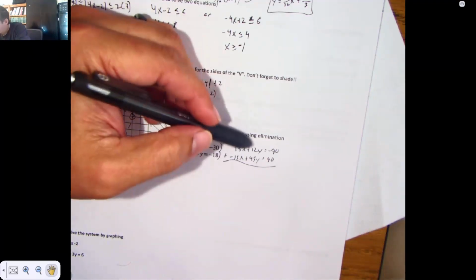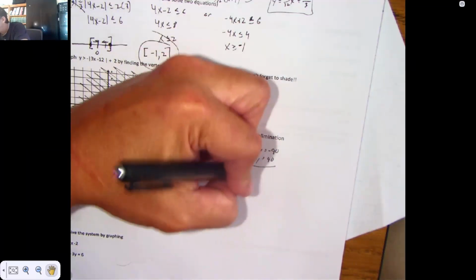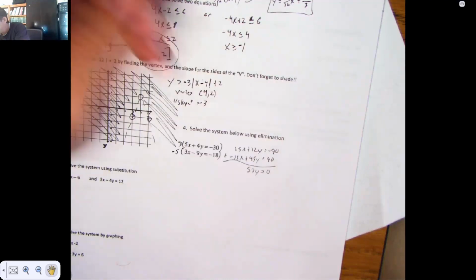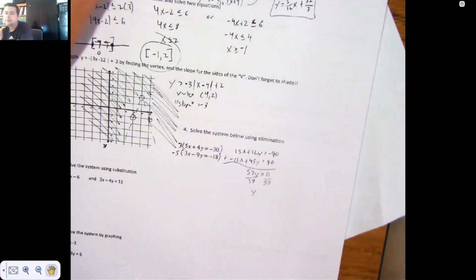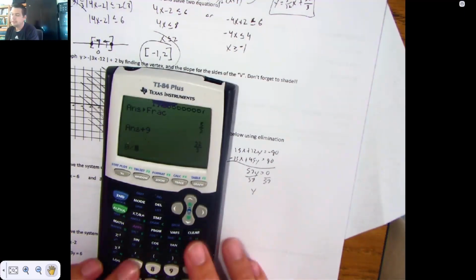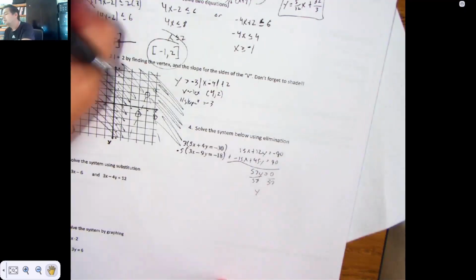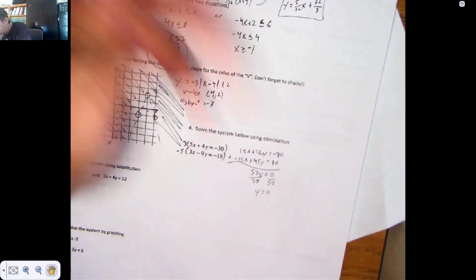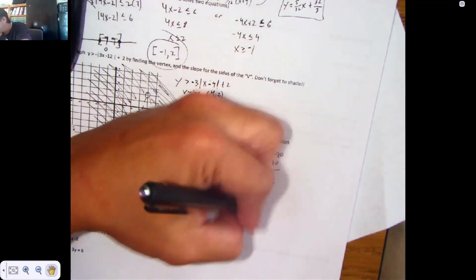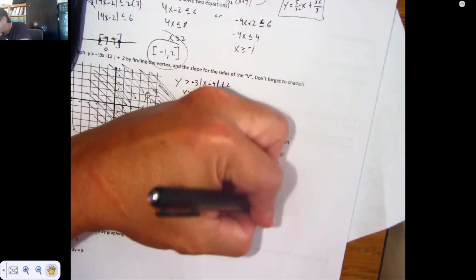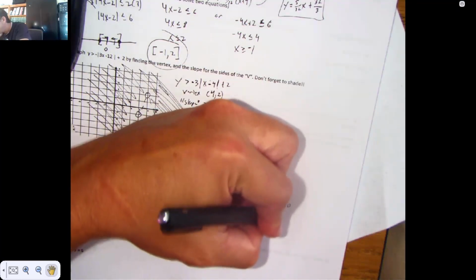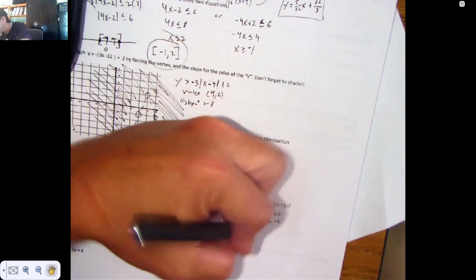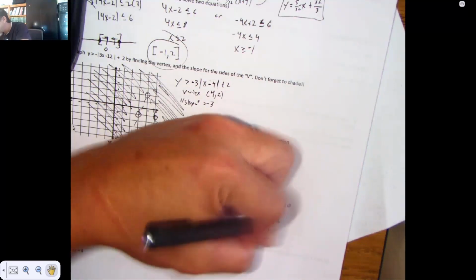So there's no x's. Looks to me like there's 57 y's, and there's a 0. I divide by 57. You know, contrary to what kids believe, 0 divided by 57 is still 0. So y is 0. All right, now that I have y, I can go back and plug it in. This is a perfectly good equation. 5x plus 4 times 0 is -30. 5x is -30, and x is -6. So I have this ordered pair -6, 0. There's my answer.